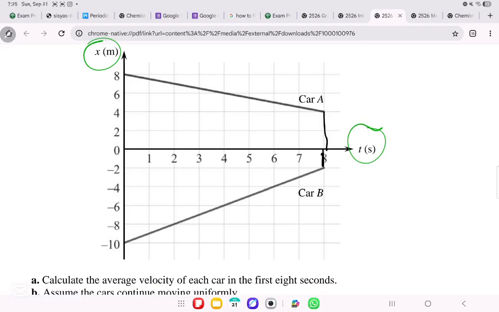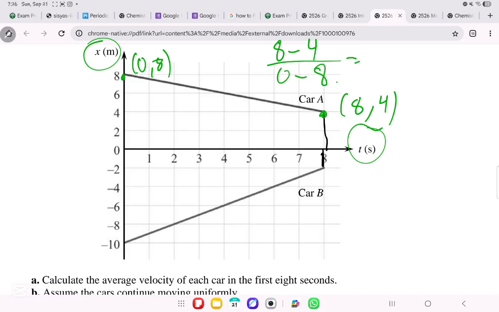So in the first 8 seconds, we'll choose any 2 points. For example, this point over here, which is 0, 8, and this point over here, which is 8, 4. And how do we do it? You're going to do y minus y over x minus x. So 8 minus 4 over 0 minus 8. So what is that going to be? That's going to be, my bad, minus 0.5 meters per second.